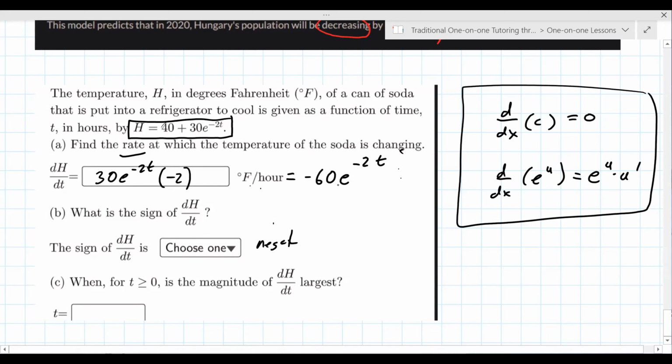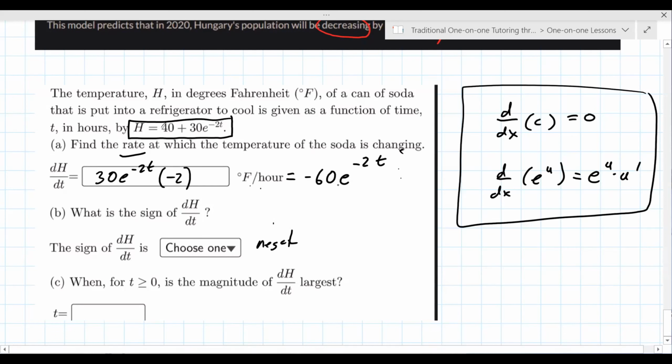Okay, so the next question is asking you for t greater than or equal to 0, when is the magnitude of dh/dt largest. They're basically asking you to look at this graph and figure out, well, when is it the biggest number? It's kind of an advanced question here. The answer is 0, although I don't know how to really justify it without showing you more calculus than you already know. But if t is 0, this becomes negative 60e to the minus 2 times 0, which is negative 60. But since they want the magnitude, that means the absolute value, which is 60.